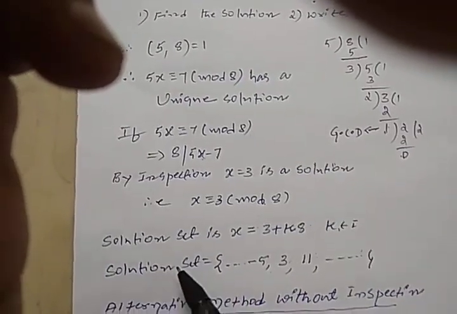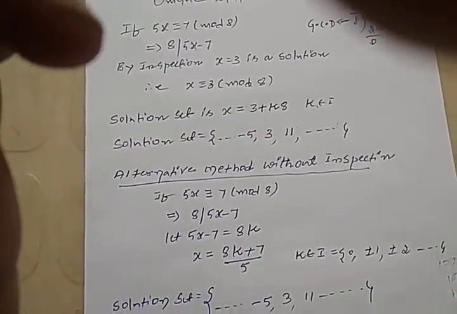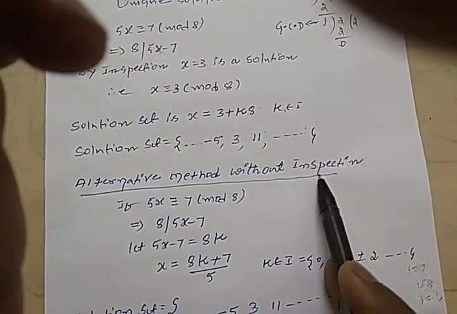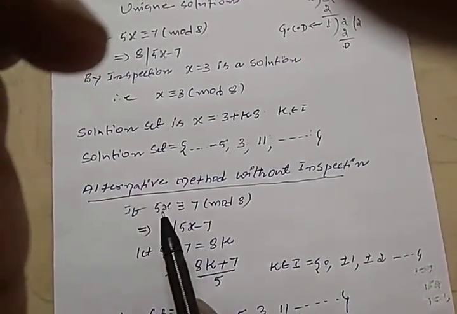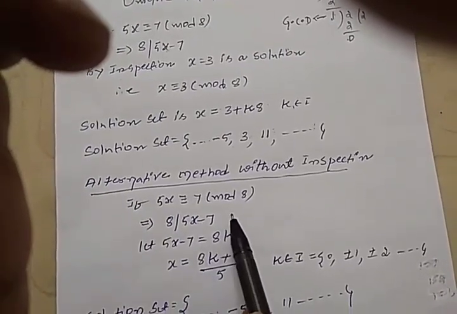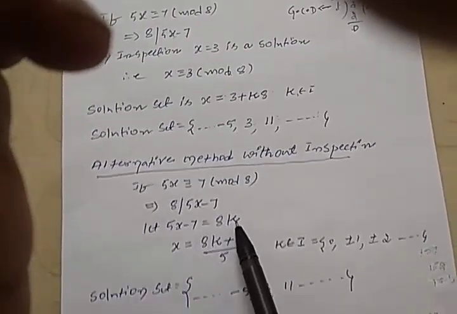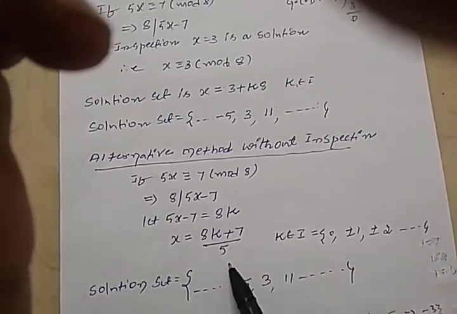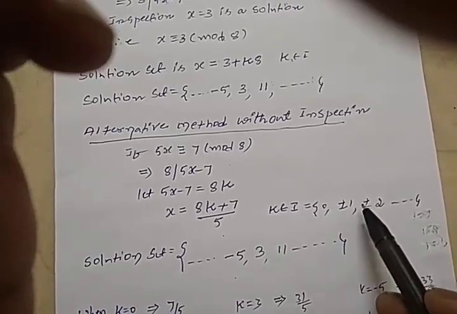There is one more method. Without the inspection method also, we can find the solution and a solution set. Let us write the alternative method. Take the given congruence: 5x is congruent to 7 mod 8. As 8 divides 5x minus 7, let 5x minus 7 be equal to 8k. Then x is equal to (8k plus 7) divided by 5. Here k is an integer.